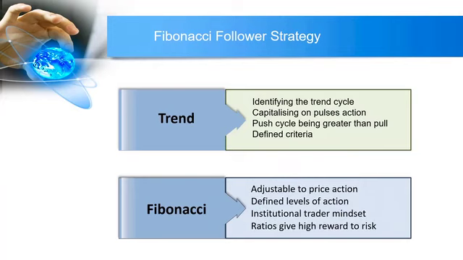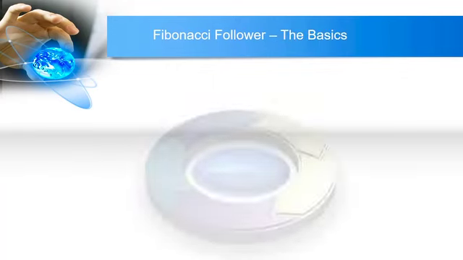You're also going to use Fibonacci, and that's why I've mentioned it a number of times. But the Fibonacci, you're going to adjust to the price action. It's got defined levels of action. In other words, different levels of the Fibonacci will be for something. And it's also got an institutional trader's mindset, and the ratios give you very high reward to risk.